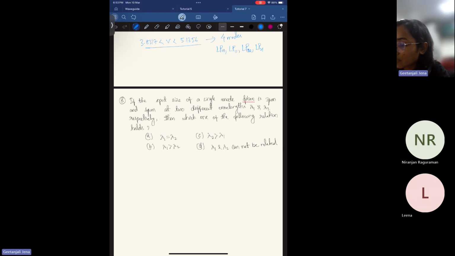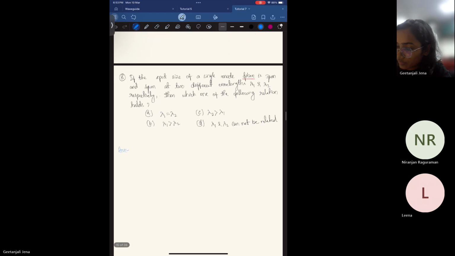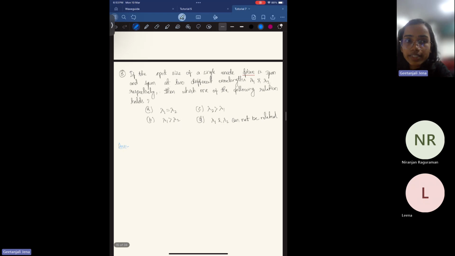Let me read out the question for you. It is given that the spot size of a single mode fiber is 3 micrometer and 4 micrometer at two different wavelengths, lambda 1 and lambda 2 respectively. Which one of the following relations holds?